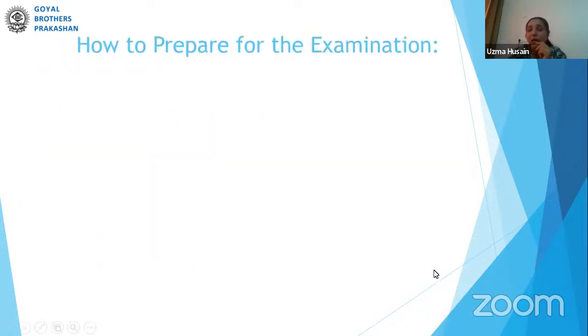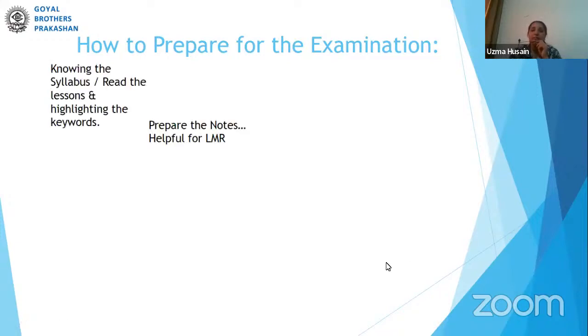Further on, how do I prepare for my examination? The very first thing is, I need to know the syllabus. I need to know what my syllabus is. I should not be confused that, oh, this is there or this is not there, this is omitted or this is out of syllabus, or did I study this? It is very important to know the syllabus very well.